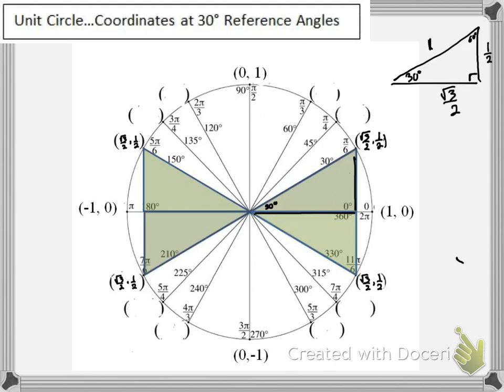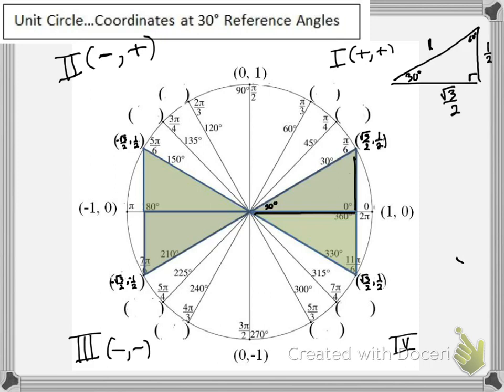In quadrant 1, everything's positive. In quadrant 3, because that's the next easiest one, everything's negative. So I'll have to put a negative on my root 3 over 2 and a negative on my 1/2. In quadrant 2 up here, my x's are going left, so my x's are negative, but my y's are still going up, so they're positive. So in this section, I need a negative just on the x value. And this, of course, is the opposite from that.